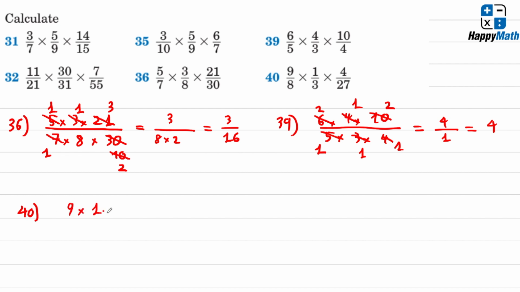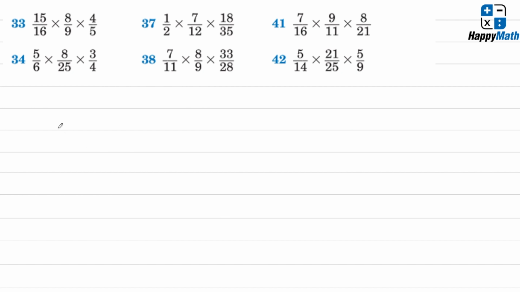49 times 1 times 4 over 8 times 3 times 27. So 9 and 27 you got 3 and 1. 4 and 8 you got 2 and 1. So final only 1 over 18. Okay, that is the way how you can solve your working out with the new form for cancelling or simplifying. The next question, you got 33.